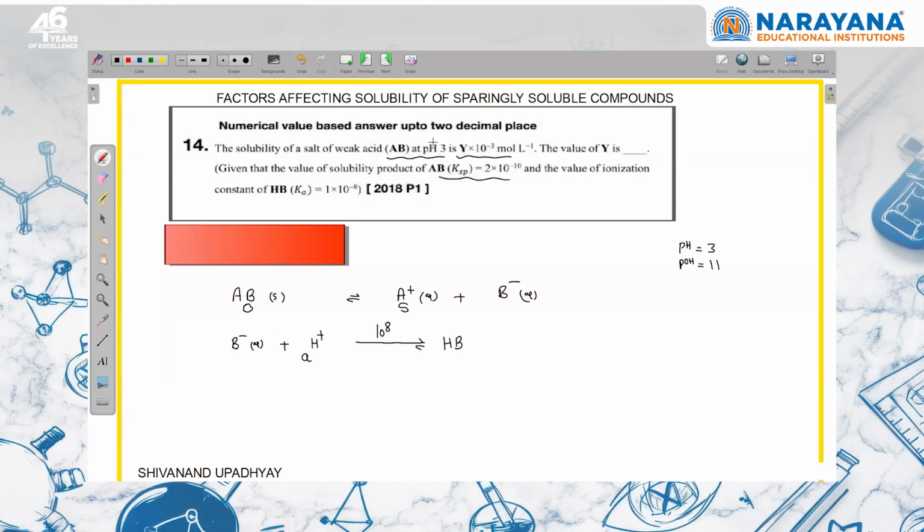Finally the H plus ion concentration is 10 to the power minus 3, which means it is initially greater than 10 to the power minus 3. Some part of this is going to react. So the reaction is going to complete here. S is going to completely react and equilibrium will establish from the backward direction.